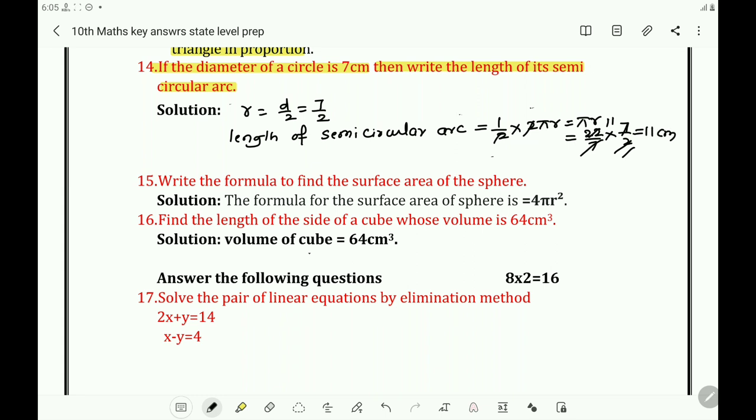Or also you can do it by using theta. Second method you can do here. Here it is a semicircle, means theta equals 180 degree. If you take theta equals 180 degree, again you can use the formula for the length of the arc of the circle, that is theta by 360 into 2 pi r. Theta is 180 degree by 360 into 2 pi r. Again you will get the same relation. Here both are same, that also you can use here.